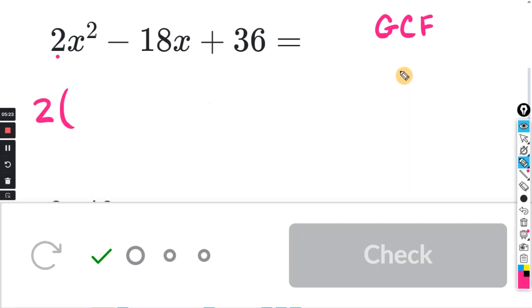And as far as the x's are concerned, the smallest exponent, well, right here we don't have an x, so we cannot factor out an x. So that's it for the first step. All right, you take each term and divide by 2. 2x squared divided by 2 is x squared. Negative 18x divided by 2 is negative 9x. And 36 divided by 2 is positive 18. All right, if you want to double check, just distribute. You will get the same thing right here.